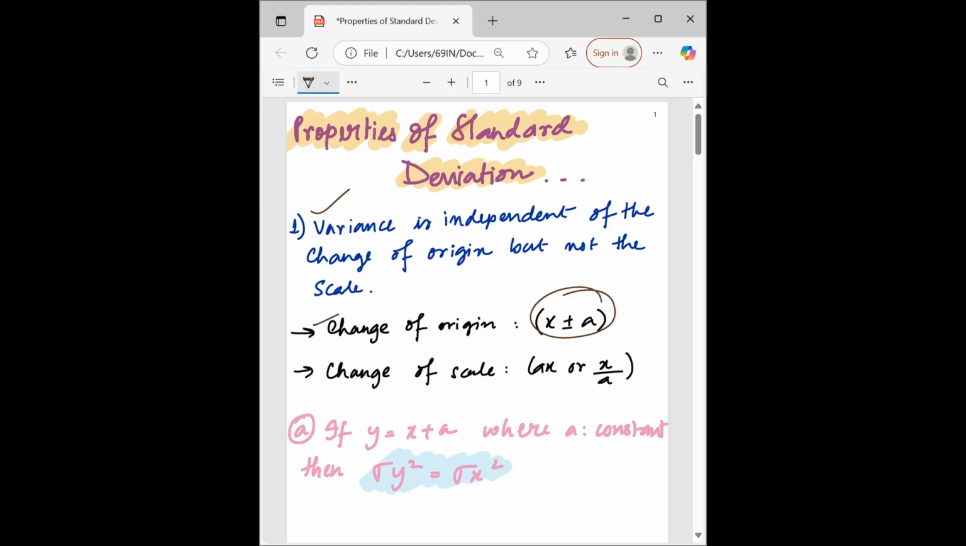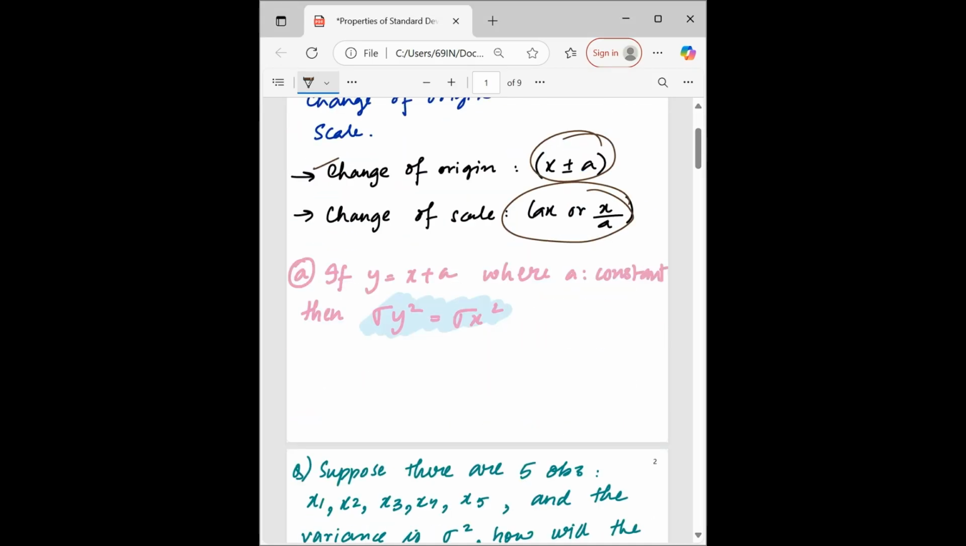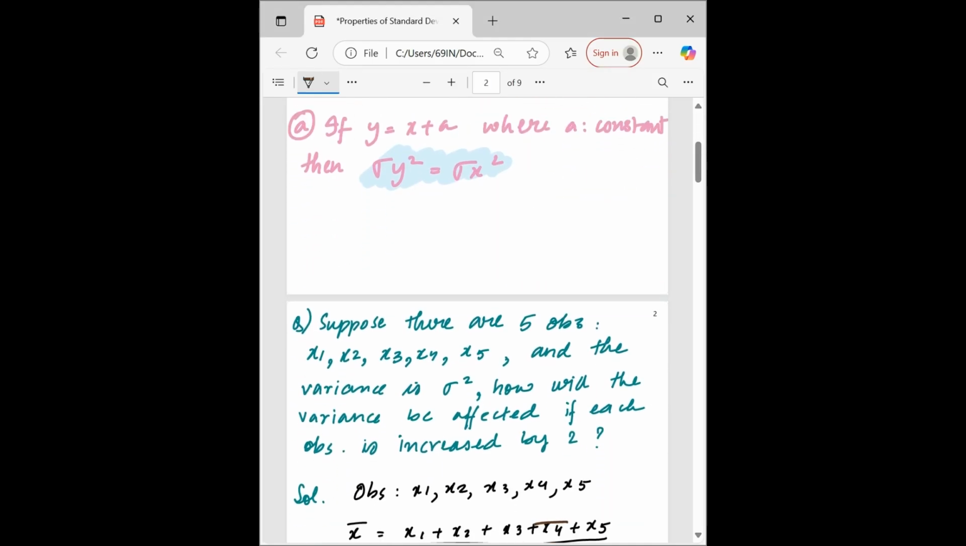Okay, so change of scale. This means multiplying or dividing every data point, like converting your height from feet to inches, ax or x by a. The rule says SD has a split personality. It completely ignores the first one but has a massive reaction to the second. Let's prove it. The statement is if y is equal to x plus a, where a is constant, then sigma y square is equal to sigma x square.